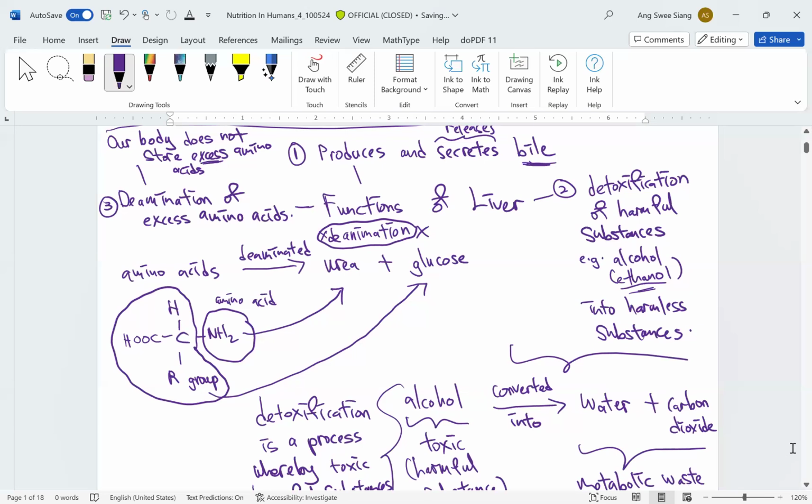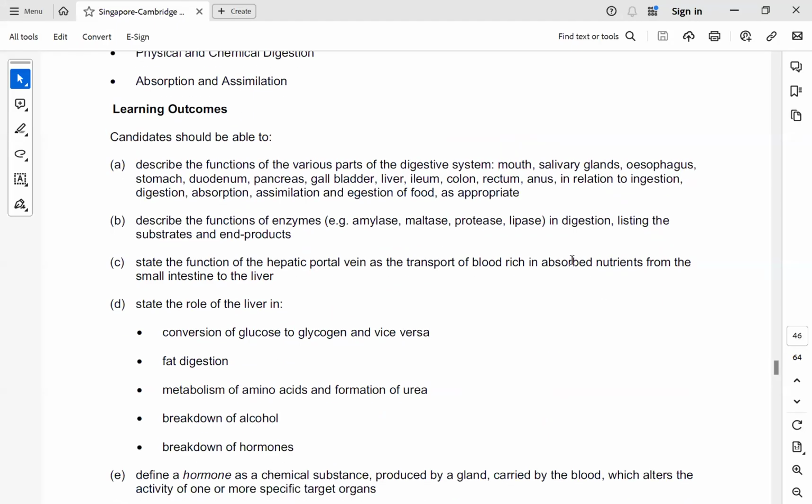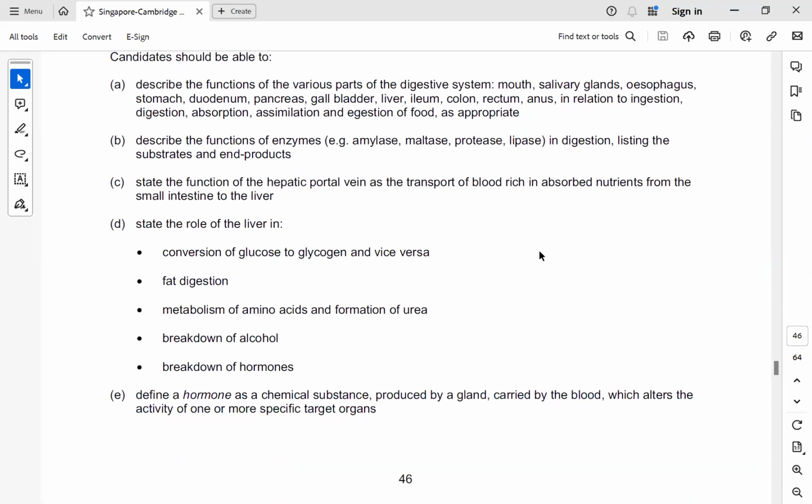Then the liver still got two other functions. Let's look at the syllabus again, because this one is important. So far, let's copy and paste this part so that I can write on it.